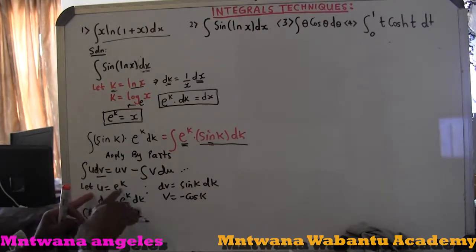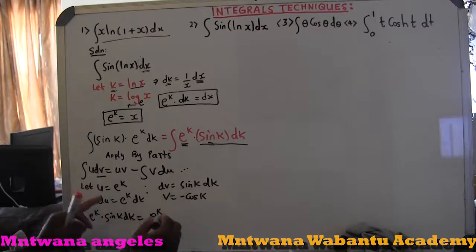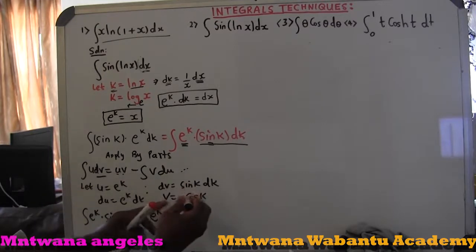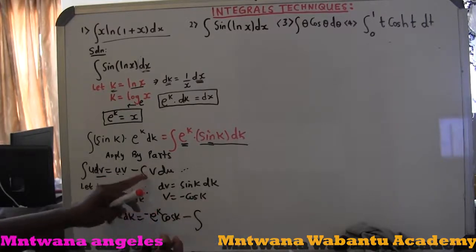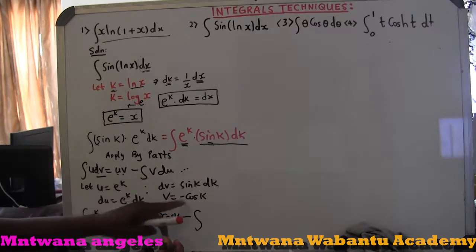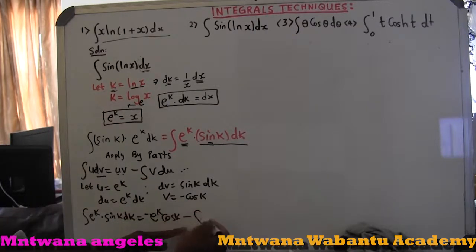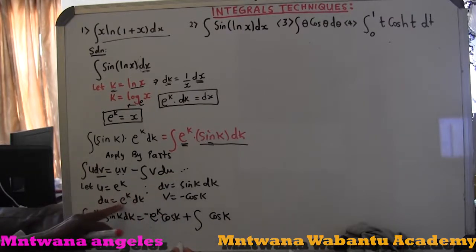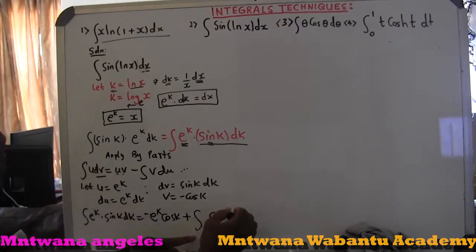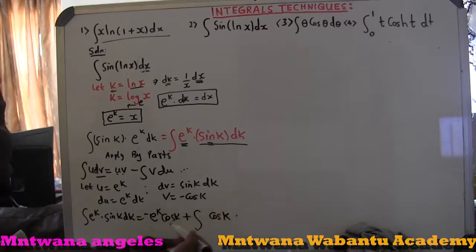Equal, now we go uv. Our u equals e^k, and v equals negative cos k, so I'll put a negative outside: negative e^k cos k, minus integral v du. Our v equals negative cos k, so this negative is going to come behind the integral and make it positive: cos k. What is our du? du equals e^k dk, so I'll write e^k here and then dk.